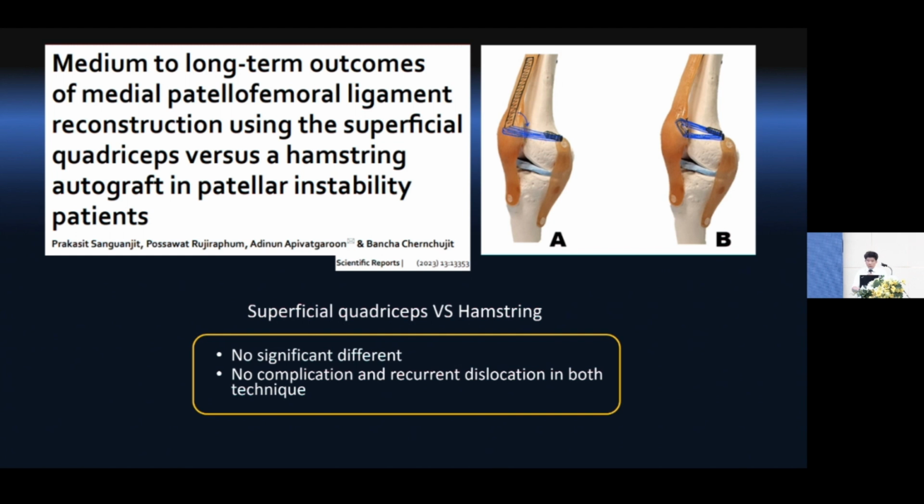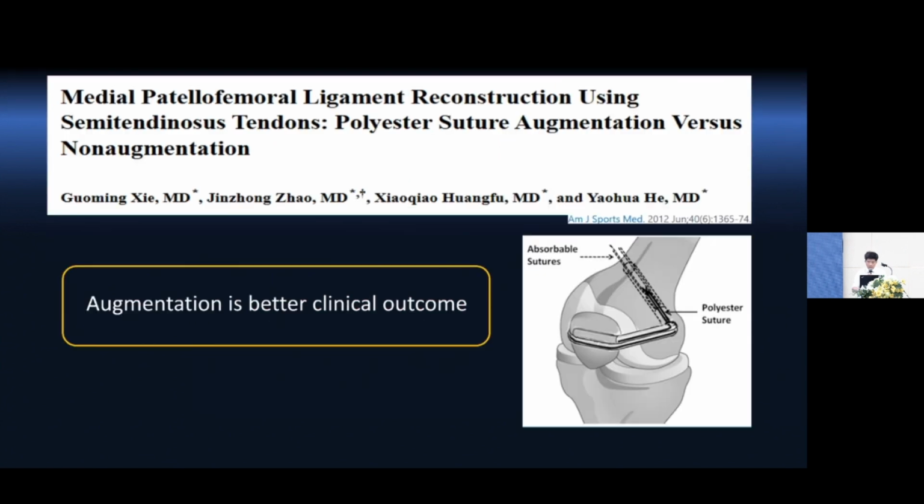And the research by Dr. Bakasit, Dr. Posawat, Dr. Adinan, and Dr. Bancha compared superficial quadriceps and hamstring autograft, and found no significant difference between the 2 techniques. Both show no post-operative complication or recurrent dislocation in medium to long-term follow-up. Regarding the augmentation technique, using polyester suture augmentation with the semitendinosus tendon resulted in better outcome compared to using the tendon alone.